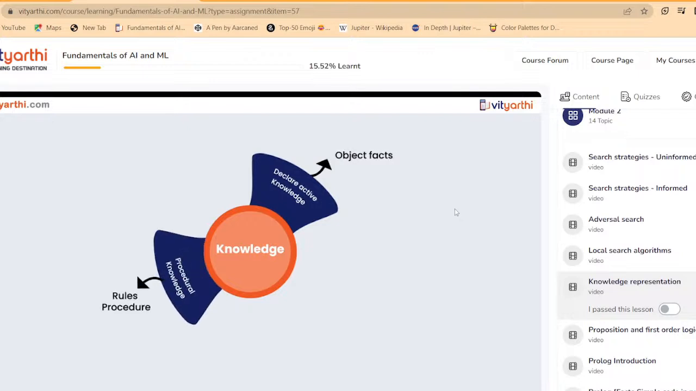The second one is procedural knowledge. It is also known as imperative knowledge. Procedural knowledge is a type of knowledge which is responsible for knowing how to do something. It can be directly applied to any task.